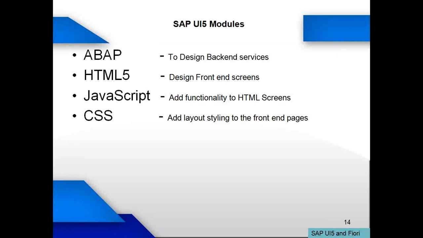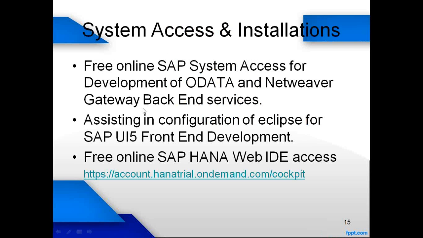And what are the things you need for SAP UI5? For developing the backend service, you need to have an idea about the app, and for front-end services you need to have HTML5, JavaScript, and CSS. And SAP system access and installation. For the backend service, we need to have the SAP system, that is an EHP7 system, and I can provide you free online access for the SAP system so that we can develop the backend service.